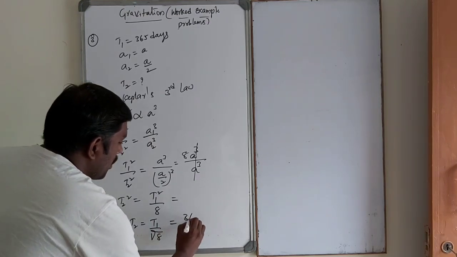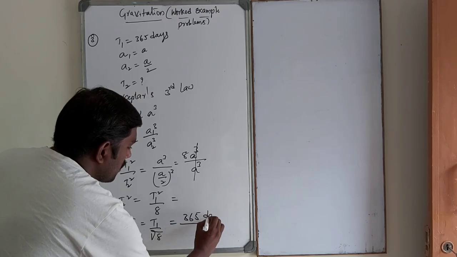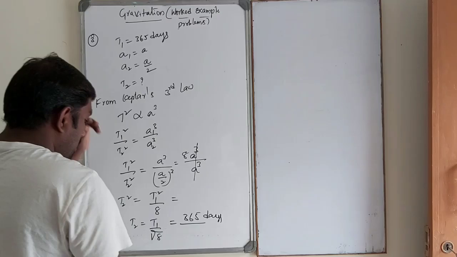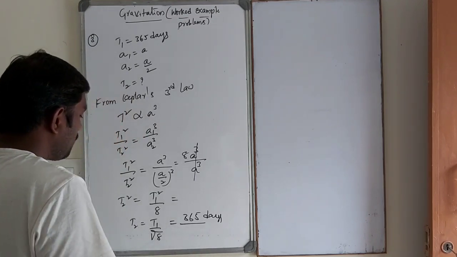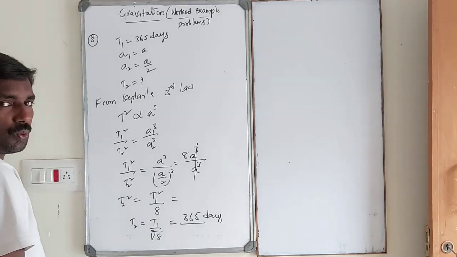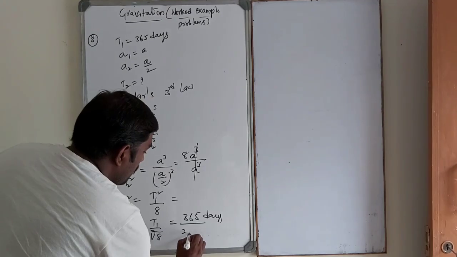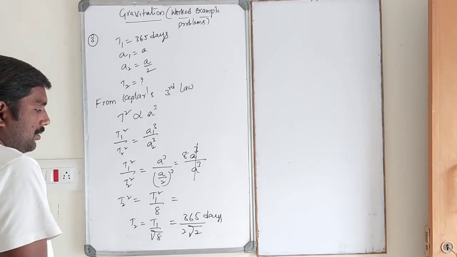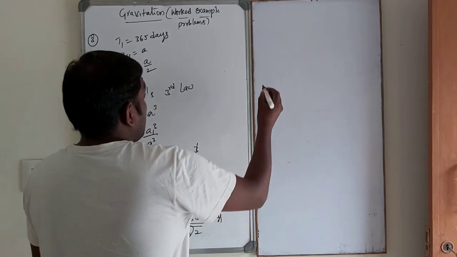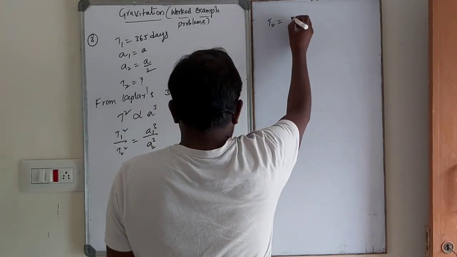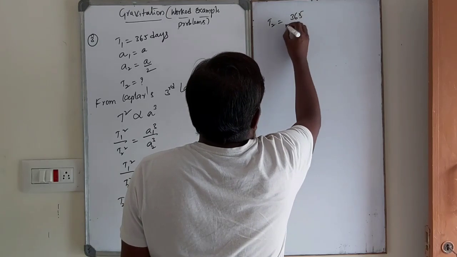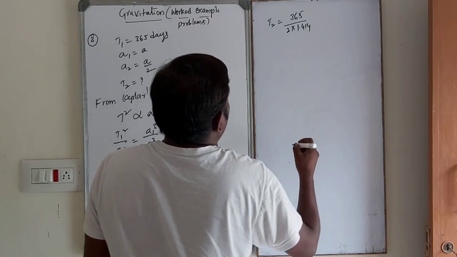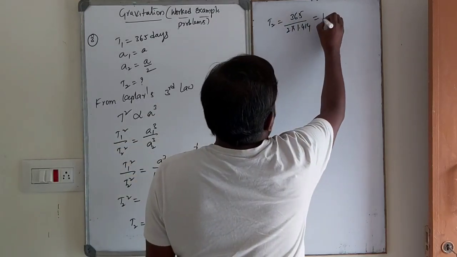So T1 is equal to 365 days divided by root 8. Root 8 is nothing but simply 2 root 2. Okay, clear? 2 into root 2. So simply T2 is equal to 365 divided by 2 into root 2, value 1.414. So nearly 129 days.